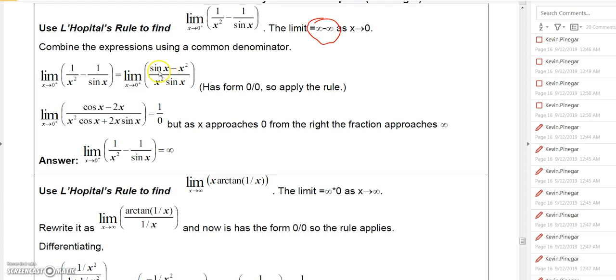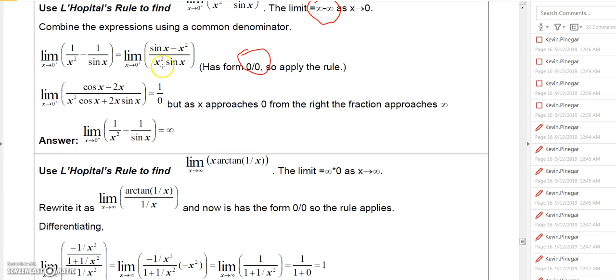We would get 0 minus 0, and then on the bottom we get 0 squared times 0, so we do get the form 0 over 0, so the rule applies. So now I'm going to apply L'Hopital's rule. The derivative of sine x is cosine x, the derivative of x squared is 2x, and to find the derivative of x squared sine x I have to do the product rule. So I'm going to get x squared cosine x plus 2x sine x.